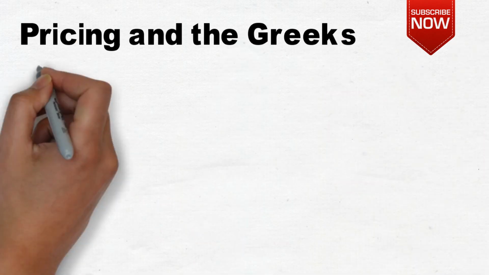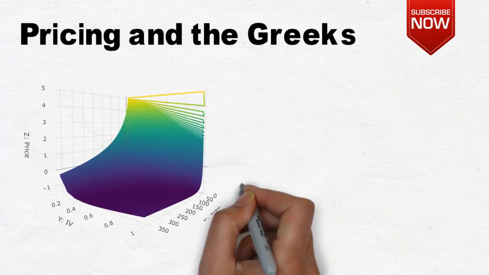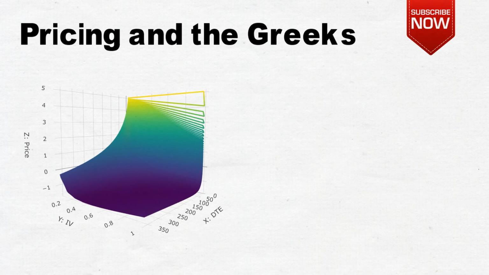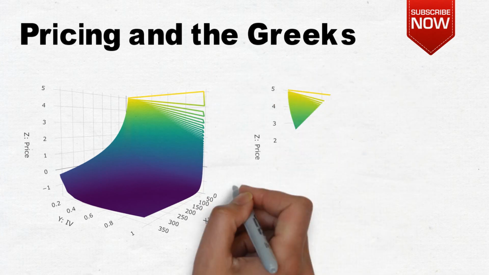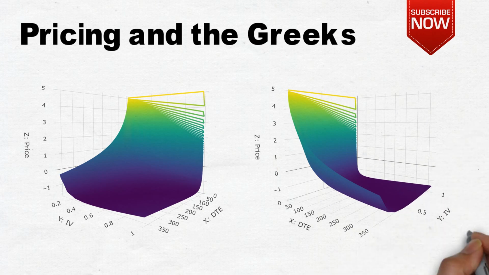Now, with the Greeks out of the way, let's sum up this section by looking at the goal of a broken wing butterfly trade. The following two charts are the same three-dimensional chart from two different angles. They plot the relationship between time till expiration, implied volatility, and the price of a broken wing butterfly.